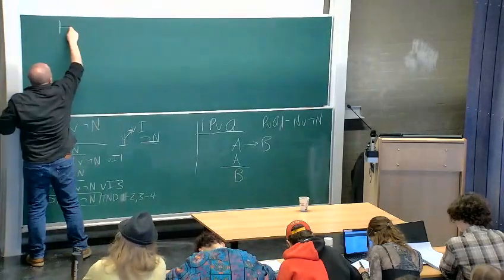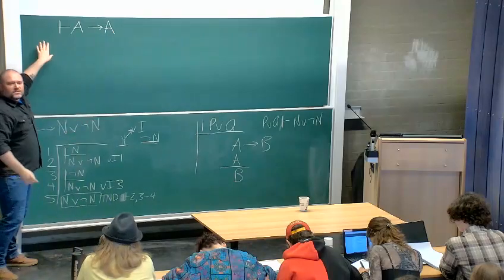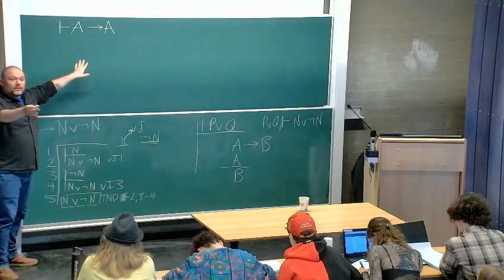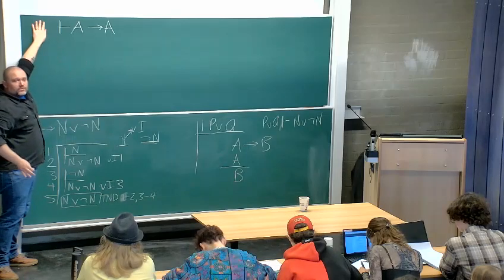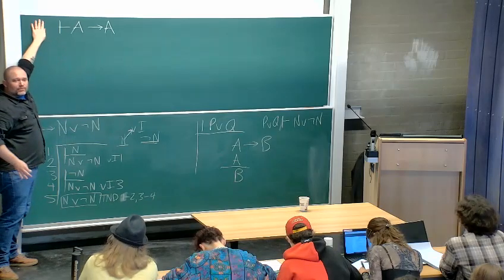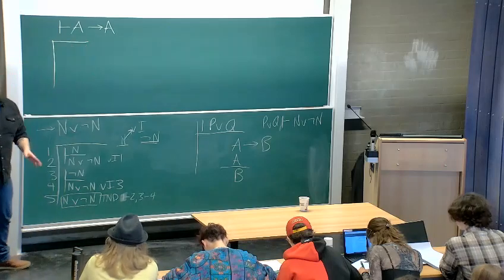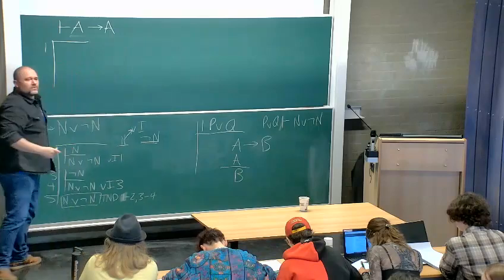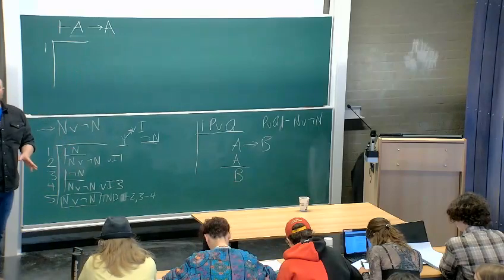So let's show. First question, what's this say? We're going to give a proof, but importantly, a proof with no assumptions, right? We're going to show that this sentence is a theorem. So we're going to start with nothing, and we're going to end up with this sentence. So we're going to prove that this is a theorem. How would we do it?